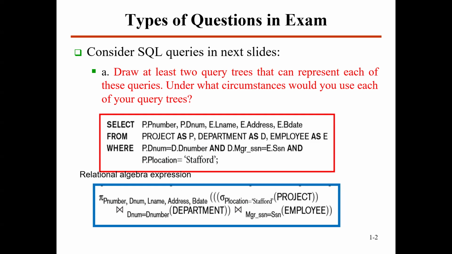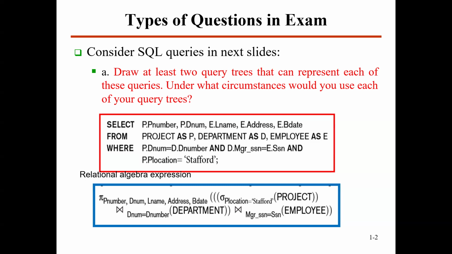And this is what we are going to see throughout today's discussion. There are certain rules that we follow in order to write the relational algebraic expression for a given SQL query. If you understand that, you will easily be able to solve the questions in the final exam. For example, you would be asked to draw at least 2 query trees that can represent each of the given queries, and under what circumstances you will select the best one.